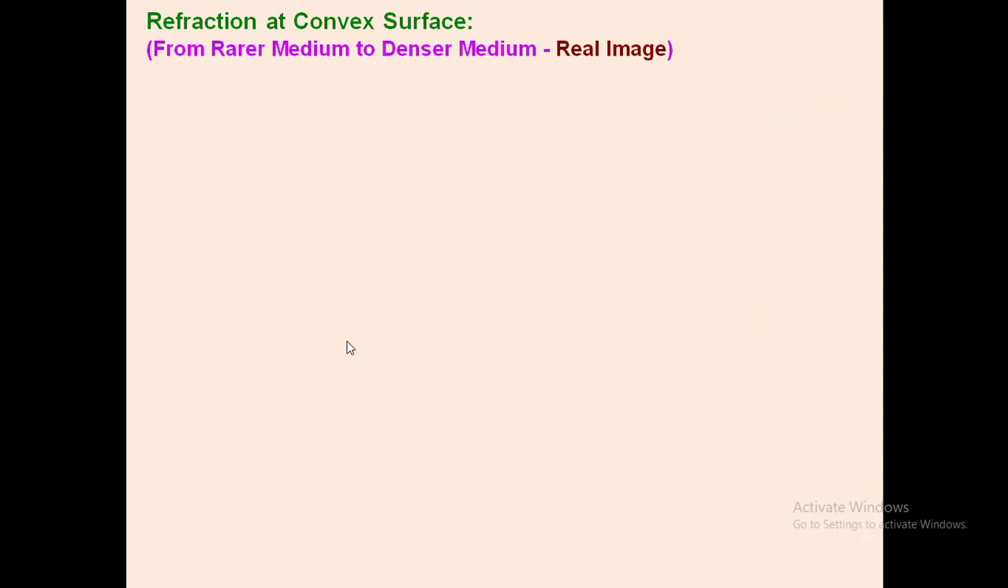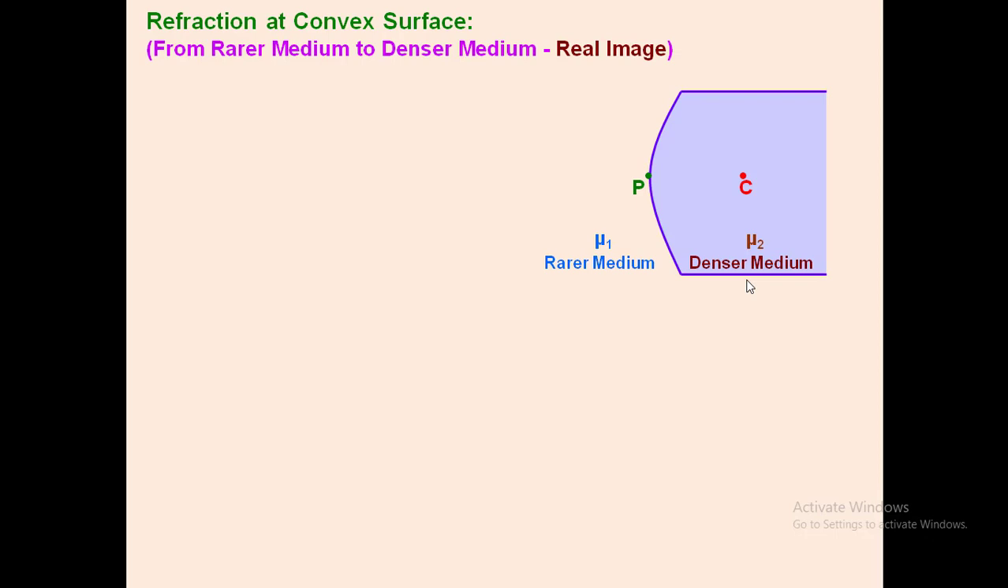Now we will study how refraction at a convex surface, that is from a rarer medium to a denser medium, takes place for a real image. I am going to consider the convex surface, that is the rarer medium, and this is the denser medium. Let the refractive index of the rarer medium be mu1 and the refractive index of the denser medium be mu2. This is the center of curvature and P is the pole, on the principal axis. Now I am going to consider a point object, let it be O.